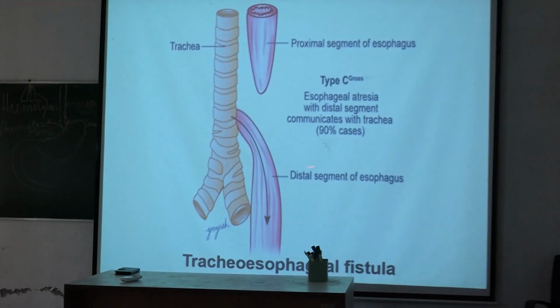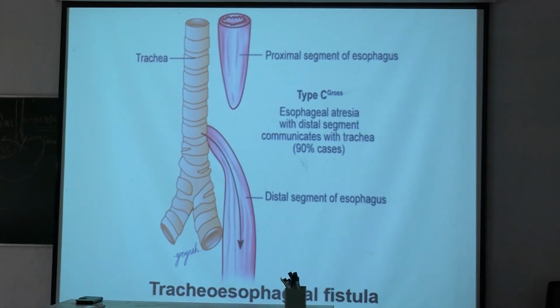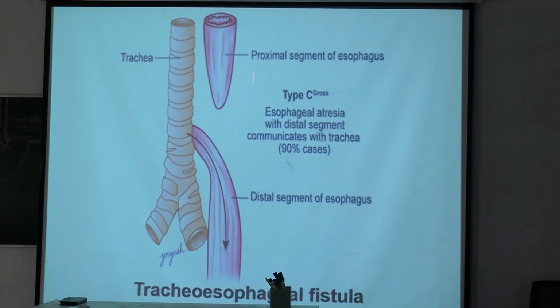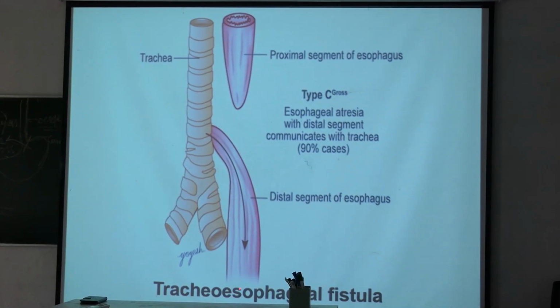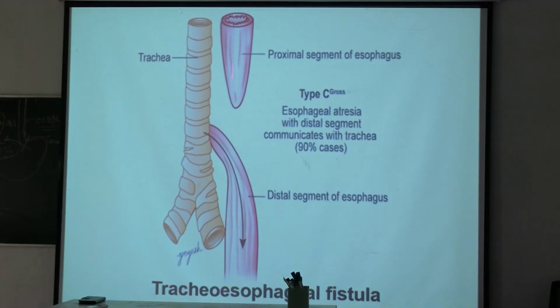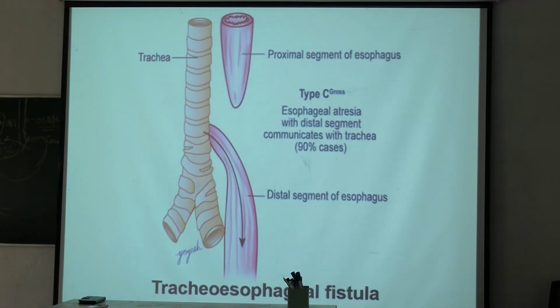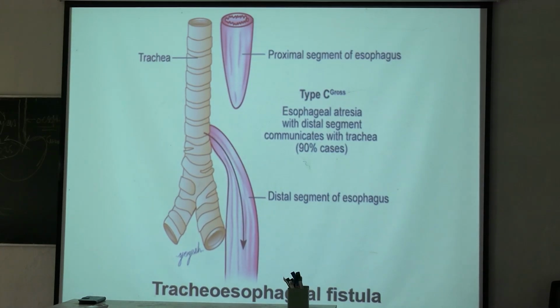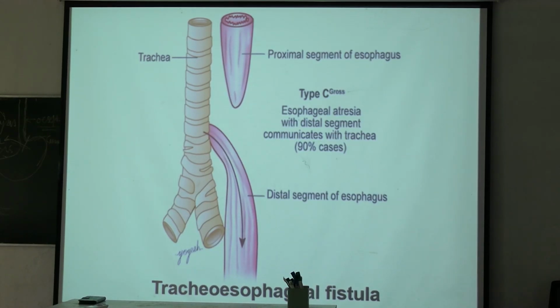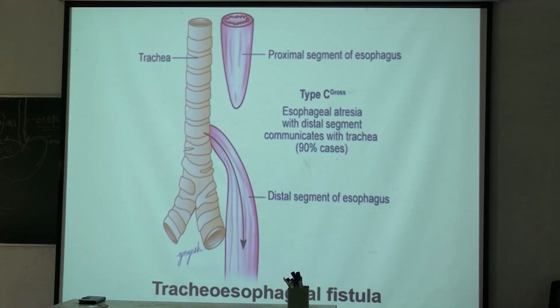And this is tracheoesophageal fistula, abnormal development of the laryngotracheal septum. See, the proximal segment of esophagus has a blind end and the distal segment is connected to the trachea here. Okay, so there will be no passage of food. You have to do surgical correction: you have to cut it from here and connect it with this proximal segment for proper passage of the food. Okay.